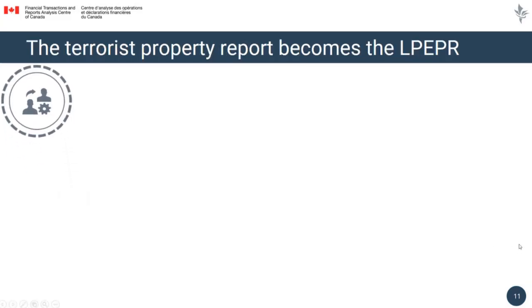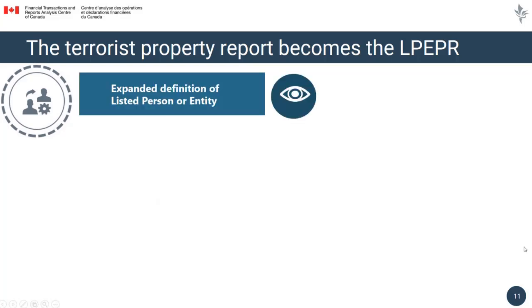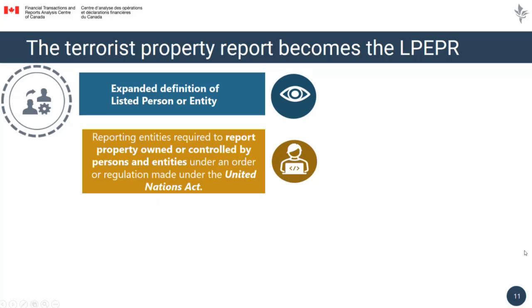The original terrorist property reporting requirements set out to track and report on the movement of terrorist property that we need to monitor for the safety and security of our financial ecosystem. With the new listed person or entity property reporting requirements, the TPR has evolved into the LPEPR. The LPEPR has a broader range of abilities, including now being able to detect property not only owned or controlled by terrorists, but also by sanctioned persons or entities.